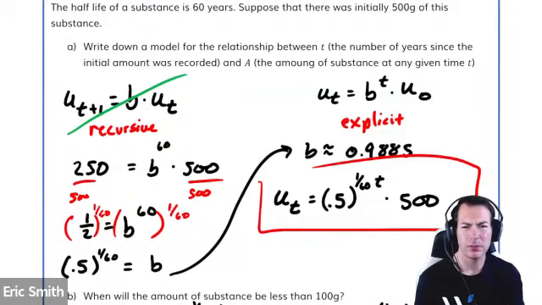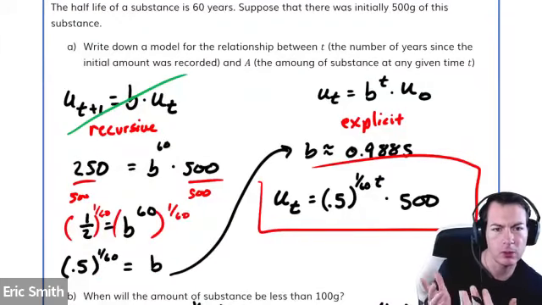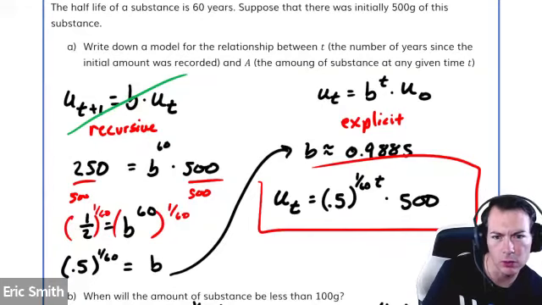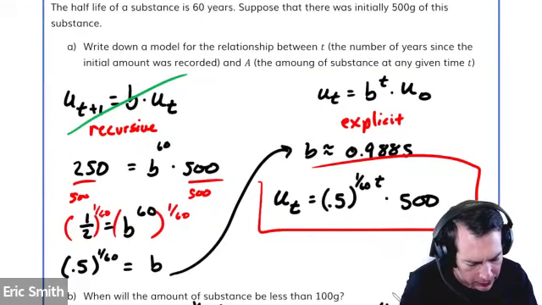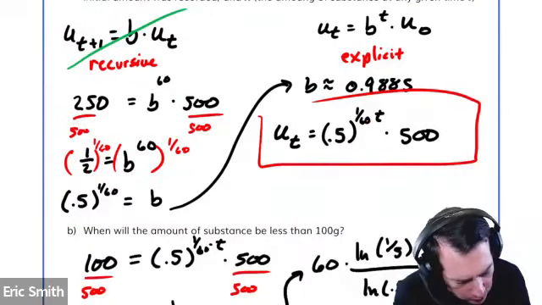Now, the fun part is once you start with the explicit model, you go through the work, you find a value for B, you could take that value of B and then build a recursive model for it. So yeah, let's just take the work that we have here. I have B is equal to, what is that, 0.5 to the 1/60th? Yeah, let's build the recursive version of this.